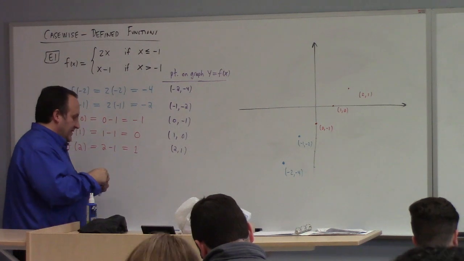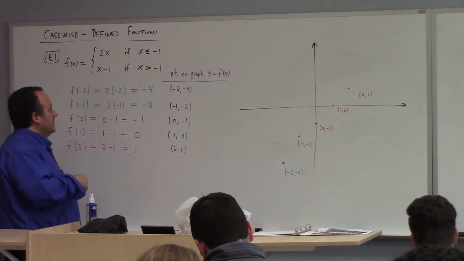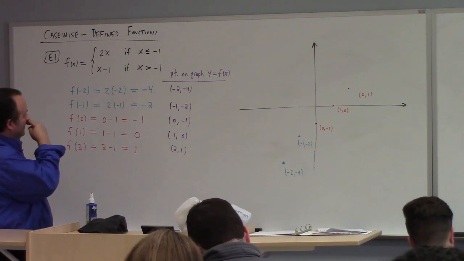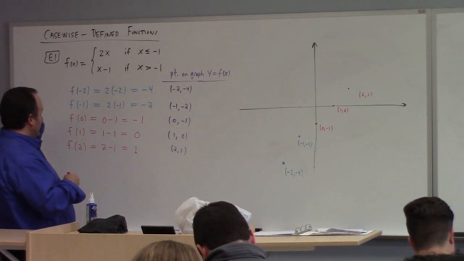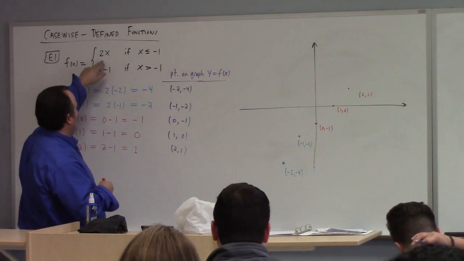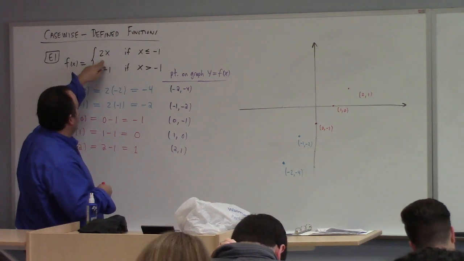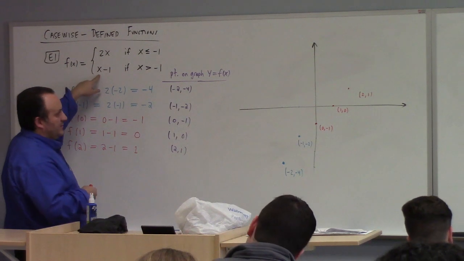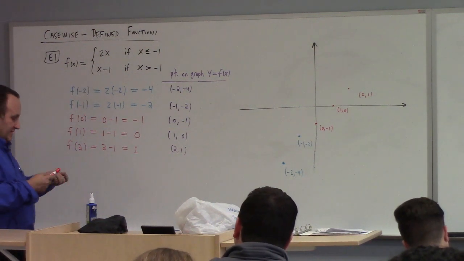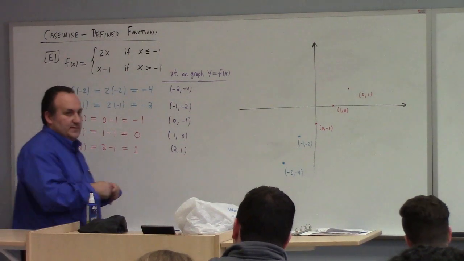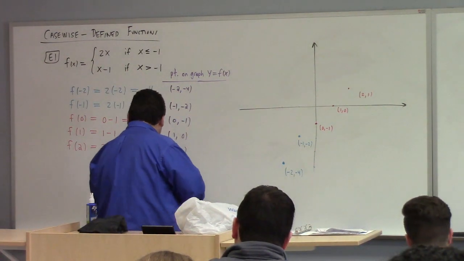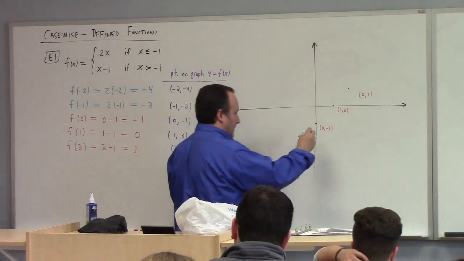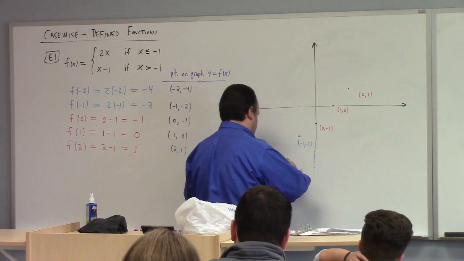This one's actually kind of neat because of the way they made it. If I plug minus 1 into the top formula, of course, I get minus 2. But if I plug minus 1 into the bottom formula, I also get minus 2. So this graph is what's called continuous. Let me show you what I mean by that. By that, I mean that I can graph it without really picking up my marker.